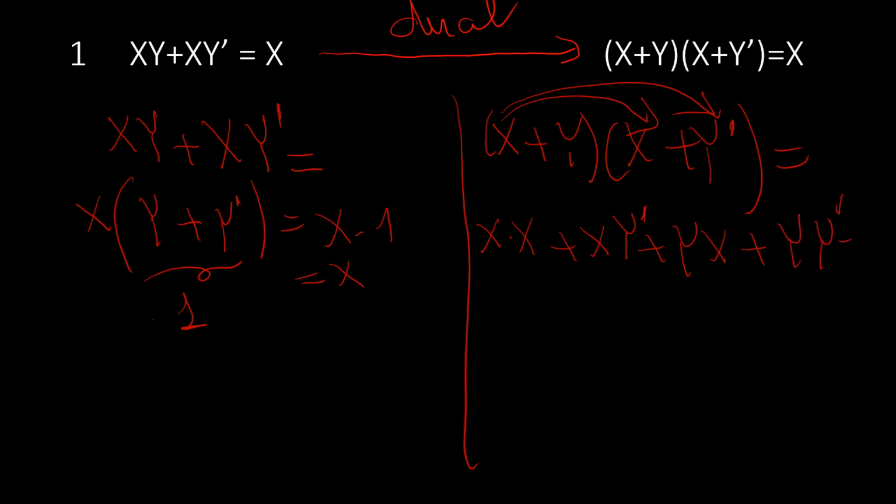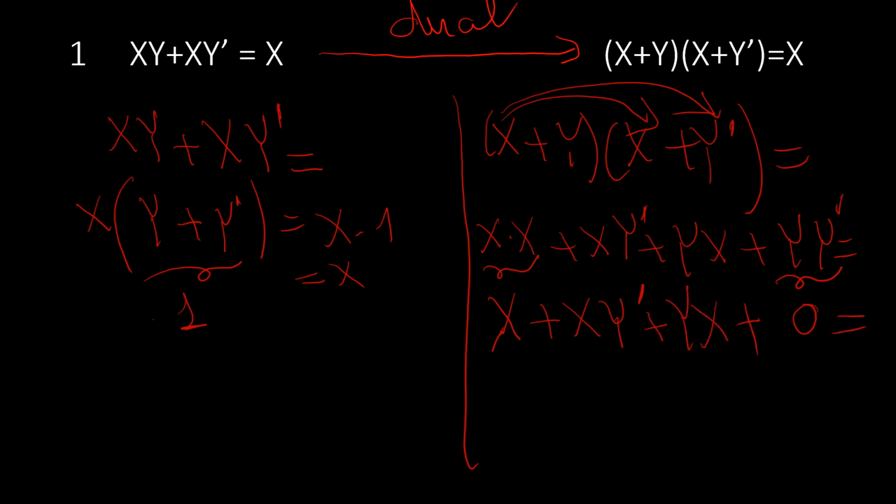So what does this give? This is very interesting. Why? Because x ANDed x is equal to x. Any variable ANDed with itself gives the same variable. Any variable ANDed with its complement gives what? It gives 0. So the remaining terms are x, x y prime, or y x, or 0.